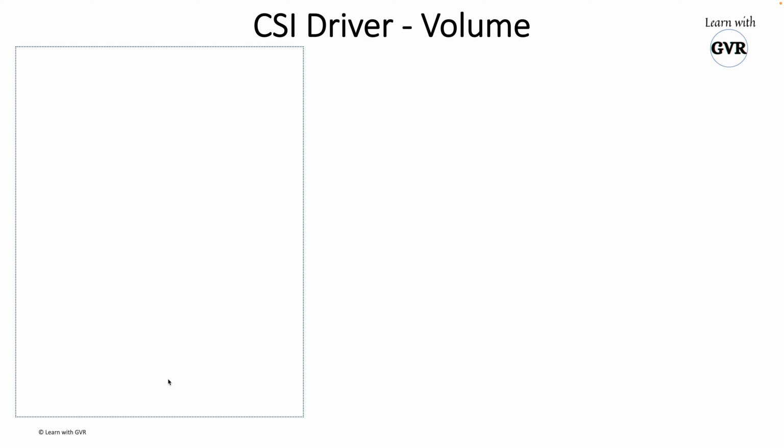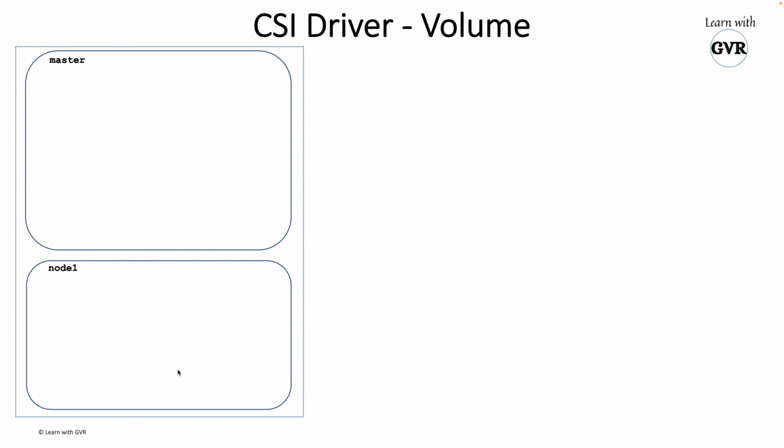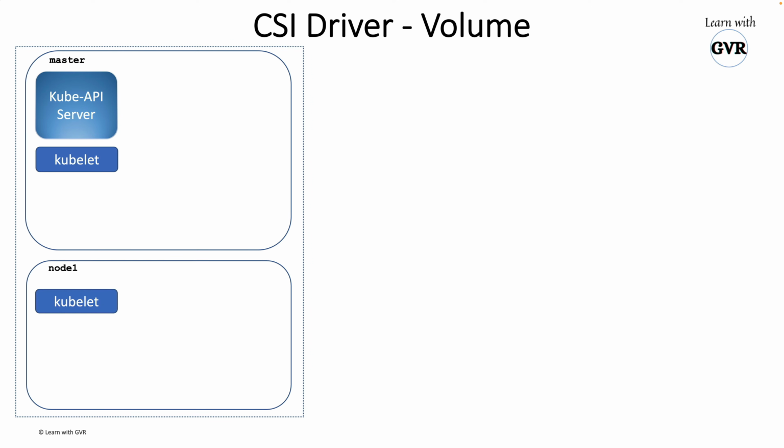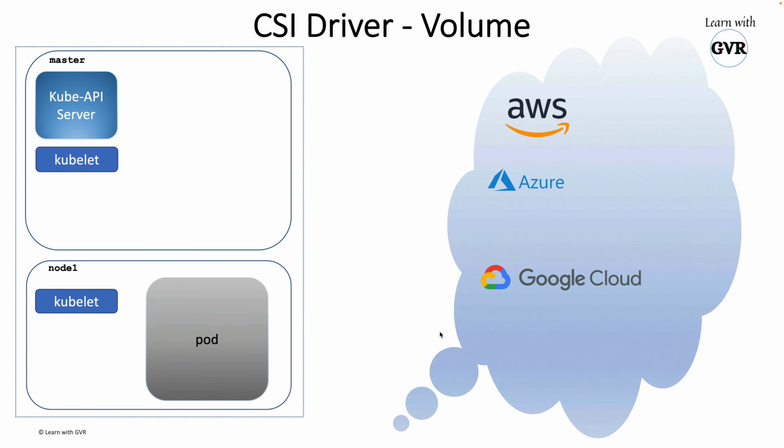There is one cluster with a master node and a worker node, right? And as we know, the master node has a kube API server as well as a kubelet, and every worker node will have a kubelet, right? And there is a pod, a regular pod, just assume an Nginx pod, and let's say there are cloud providers, offering AWS, Azure, GCP.